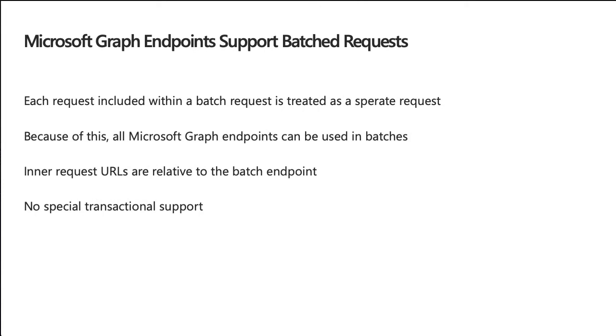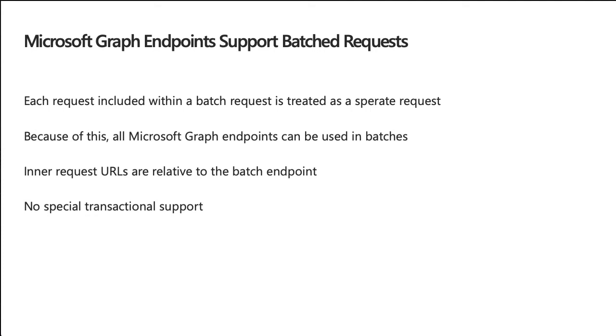The requests within a batch are not special requests. They're just like any other normal request that you would submit. And because of this, all endpoints and responses exposed by Microsoft Graph can support batching. When creating batch requests, all the URLs within the request should be relative to the root of the version of Microsoft Graph REST endpoints the batch is submitted to.